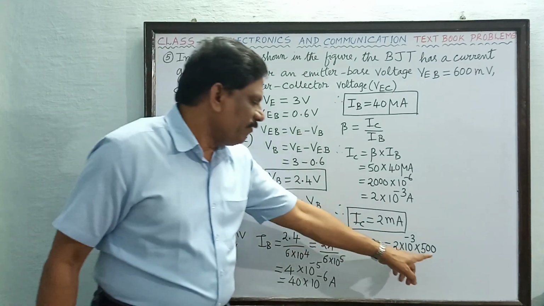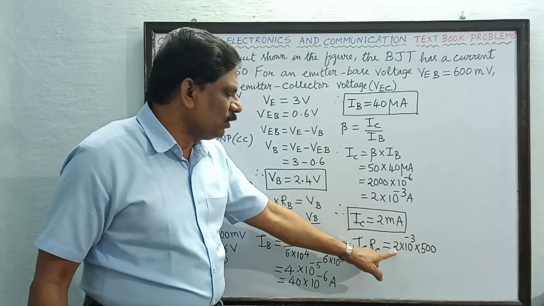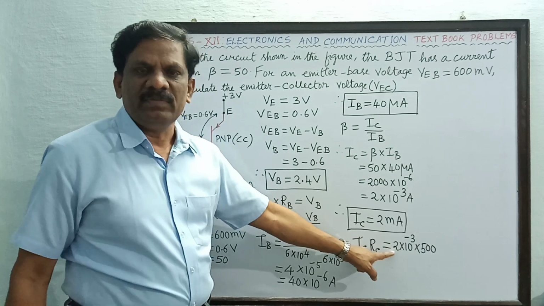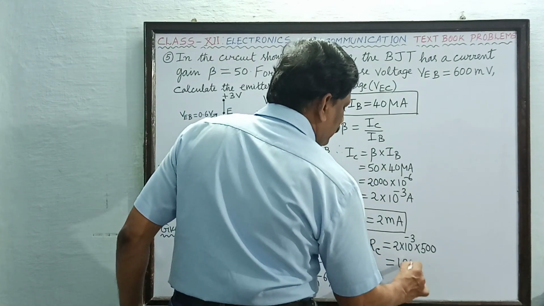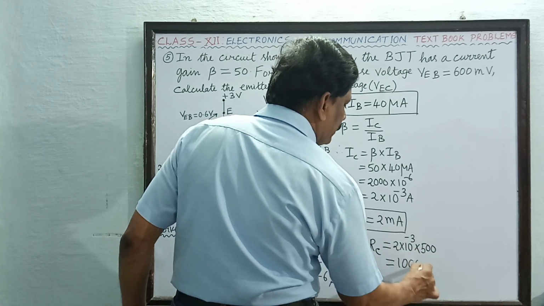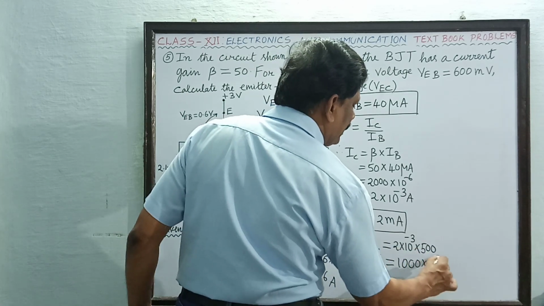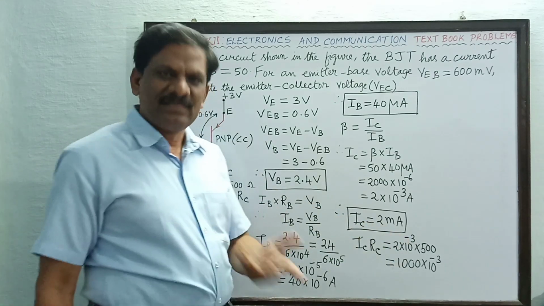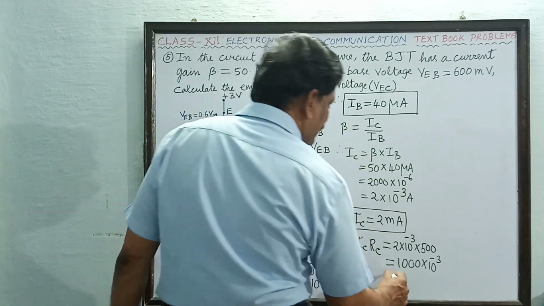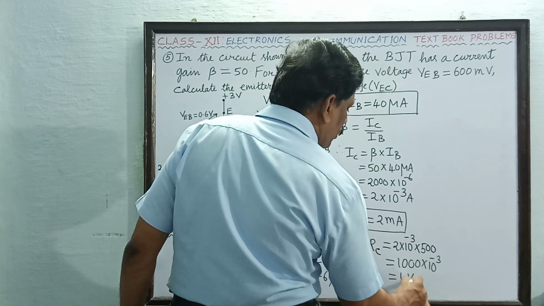Now 500 into 2 is 1000, is it not? So this is equal to 1000. 500 into 2 is 1000. 1000 into 10 power minus 3 is how much? 1000 into 10 power minus 3 is 1. It is simply 1. So IC into RC is equal to 1 volt.